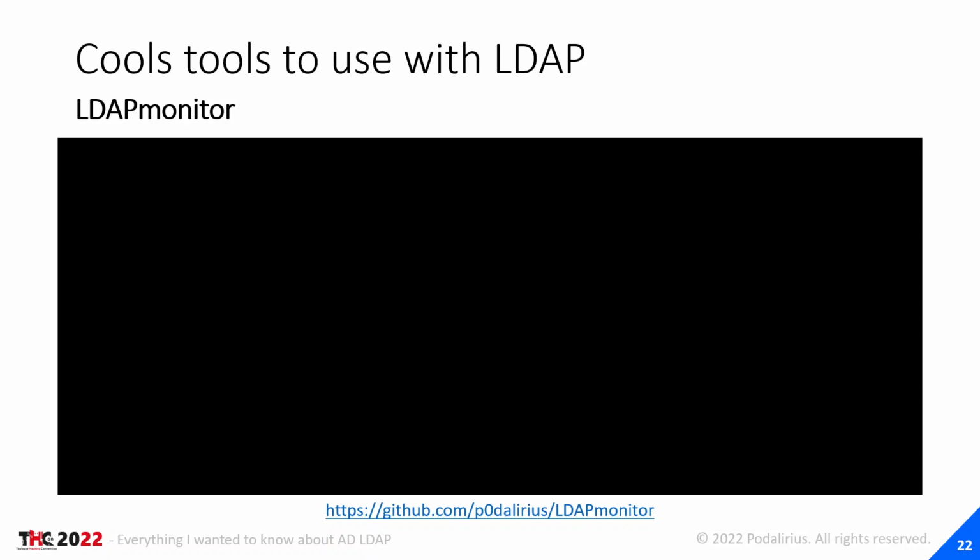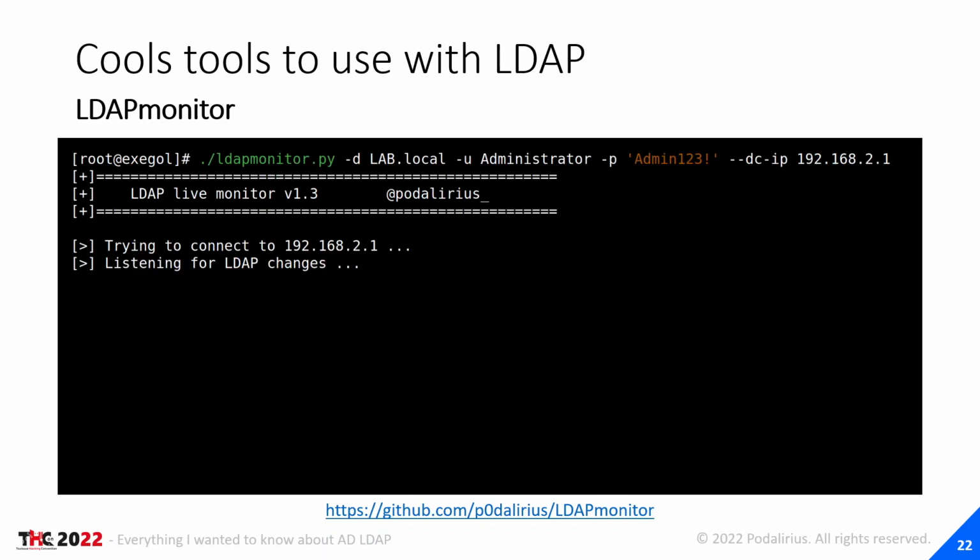So LDAP Monitor is written in Python using Impacket, and so it can be used from Linux machines. As we can see here, it's very simple to connect to a domain using LDAP Monitor. You just have a few things to enter and you are basically connected to the LDAP and starting doing live differences every second.